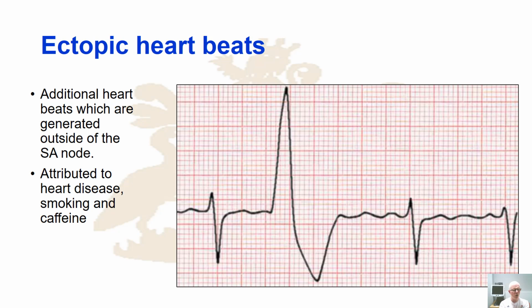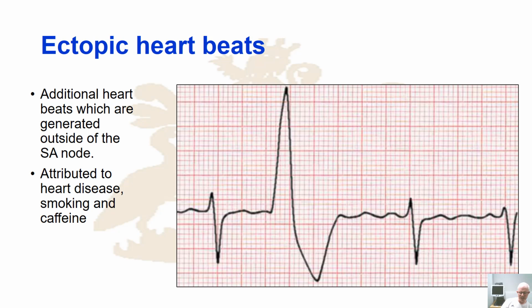And these actually are quite common. They seem to be linked to disease states, things like smoking. It seems to be related to some diabetes, but also to things like smoking, as mentioned, and caffeine. You get heart palpitations. Now, these beats are primarily generated outside the SA node.